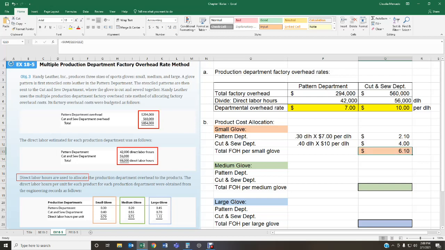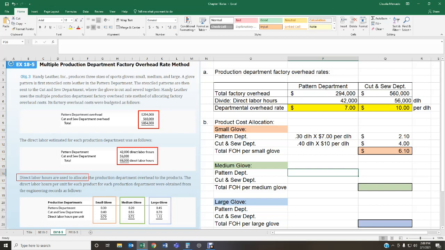So what does that mean? For every small glove that I manufacture, I'm going to charge $6.10 for factory overhead associated with the manufacturing of the small glove. We're going to do the same thing for the medium and the large glove. The only thing that is going to change is the time that it takes me to manufacture each of those items in the 2 different departments.